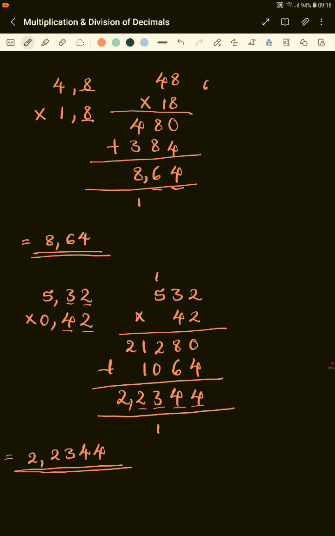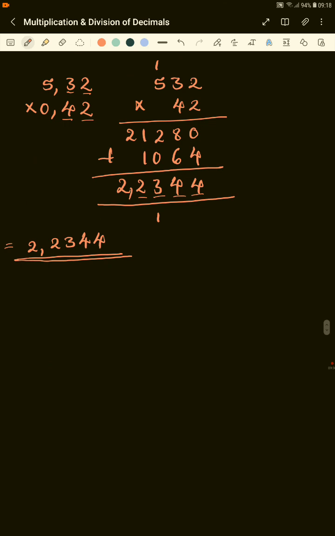Okay, let's look again at another example. This time we're going to look at division. If you have a question that says 0,56 divided by 0,02, here we want the comma to move 2 times to the right.